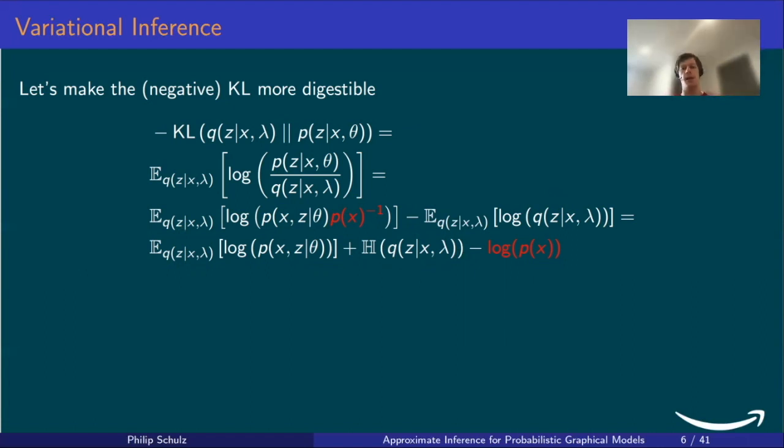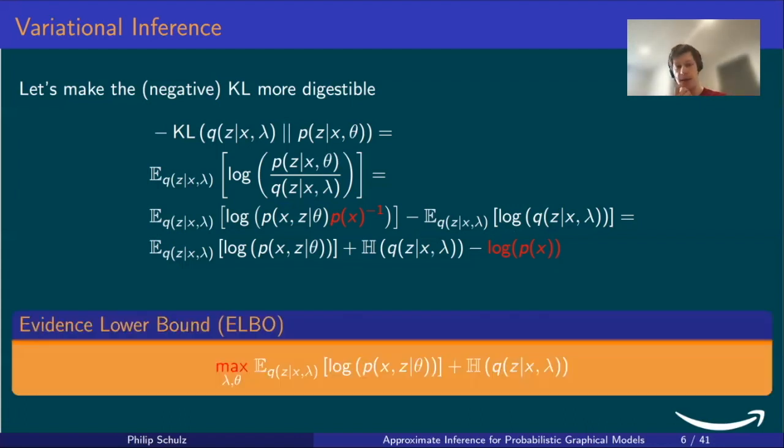Okay, now what have we accomplished really? Well, remember that we want to minimize with respect to the variational parameters lambda. So where do we have a lambda? Well, we clearly have it here in this expectation, and we also have it as part of the entropy. Log p(x) does not contain any lambdas, right? Which means that when we are optimizing for lambda, this is just a constant that we can neglect. And this is awesome, right? Because that's what we wanted all along. We want to get rid of p(x), and that's exactly what we have accomplished.